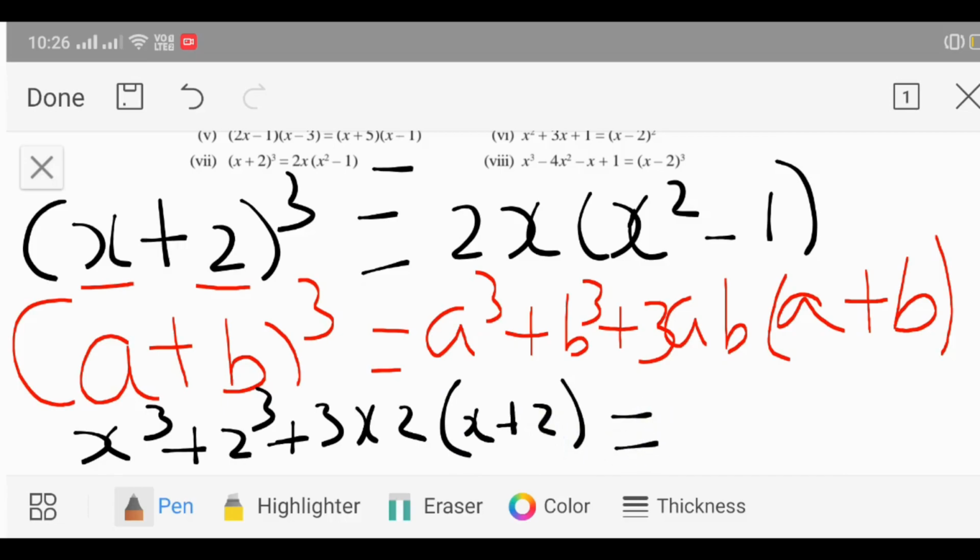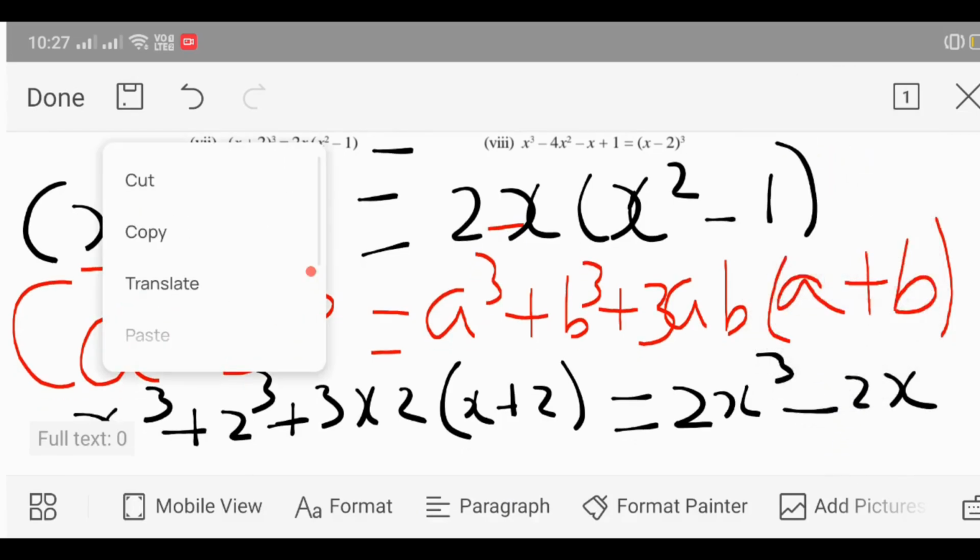Now on the left side we need to multiply the 2x with x² − 1. அதாவது 2x வந்து உள்ளே கொண்டு போகணும், இன்சைட் த ப்ராக்கெட்குள்ளே நம்ம கொண்டு போகணும். So it becomes 2x³ − 2x.